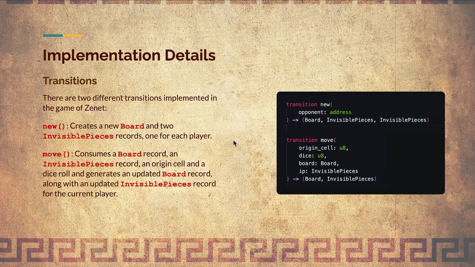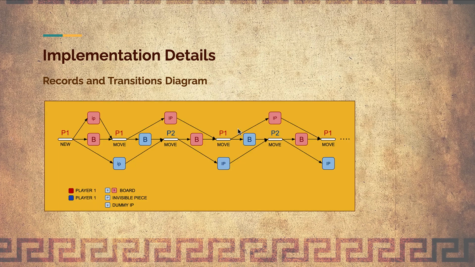Regarding transitions, we have two transitions, one called new, which creates the initial board and two invisible pieces, one for each player, and a move transition, which consumes a board record and an invisible pieces record and produces another updated board record and updated invisible pieces for the current player. This is the records and transitions diagram, where you can see that the ownership of the board keeps going from one player to the other one, while the invisible pieces records always belong to the same player.